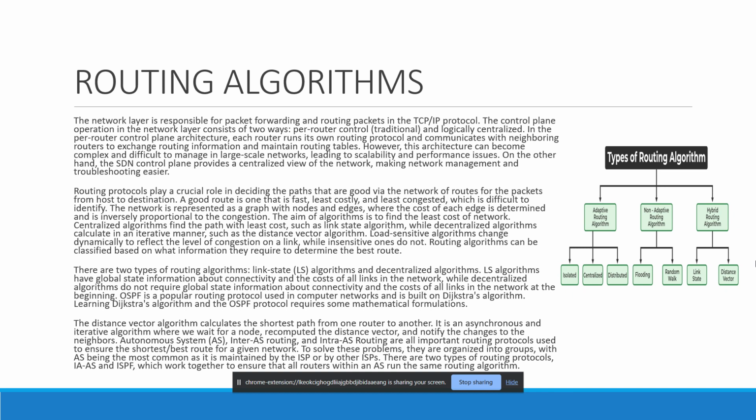Centralized algorithms find paths with least cost, such as the link state algorithm, while the decentralized algorithms calculate in an iterative manner, such as the distance vector algorithm. Load sensitive algorithms change dynamically to reflect the level of congestion on the link, while insensitive ones do not. Routing algorithms can be classified based on what information they require to determine the best route. So there are two types of routing algorithms: link state algorithms and decentralized algorithms. The link state algorithms have global state information about connectivity and the cost of all links in the network, while the decentralized algorithms do not require global state information about connectivity and cost of all the links in the network at the beginning.